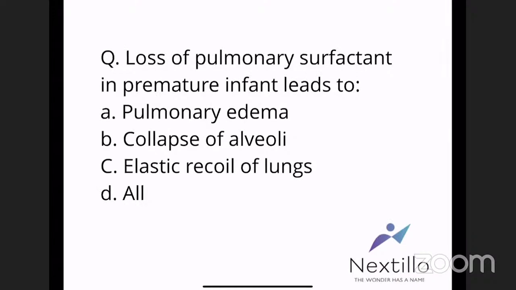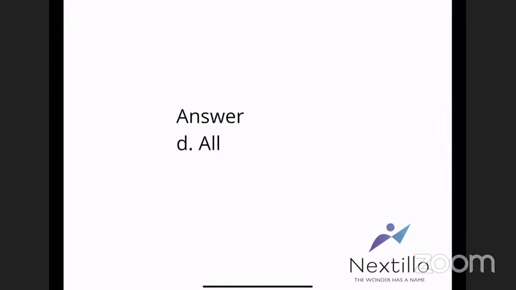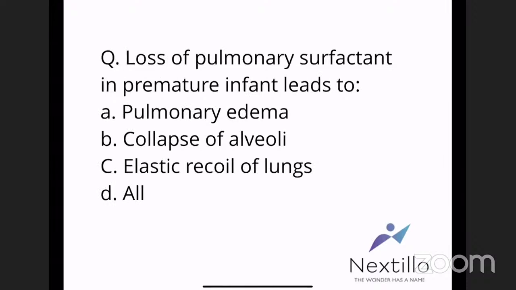The next question is, loss of pulmonary surfactant in premature infant leads to A, pulmonary edema, B, collapse of alveoli, and C, elastic recoil of lungs. Loss of pulmonary surfactant in premature infant: obviously, there can be pulmonary edema, there can be collapse of alveoli also, there's atelectasis and elastic recoil of lungs. So the answer here is D, all. Loss of pulmonary surfactant in premature infant will cause pulmonary edema also, will lead to collapse of alveoli also, and it will further lead to elastic recoil of lungs also.